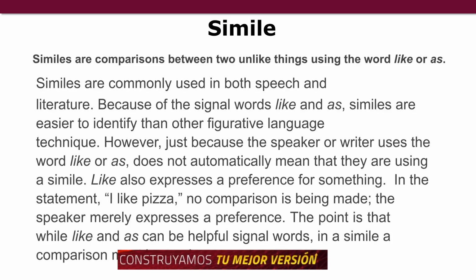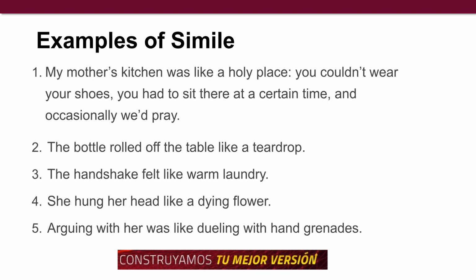A simile is a comparison between two unlike things, using the words like or as. Similes help readers visualize ideas more clearly by connecting unfamiliar ideas with familiar images. Because similes use signal words such as like or as, they are usually easier to identify than metaphors. However, not every sentence containing like or as is a simile. A true simile must make a comparison. Now let's look at some similes.